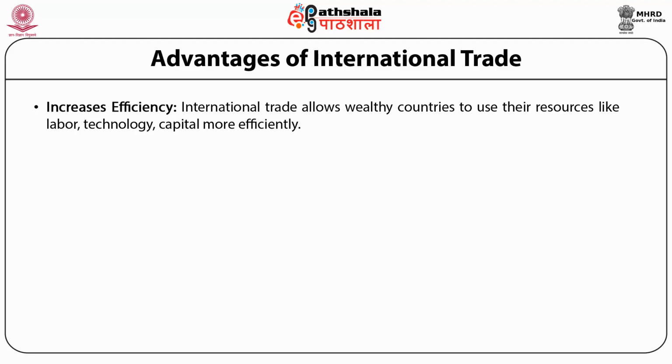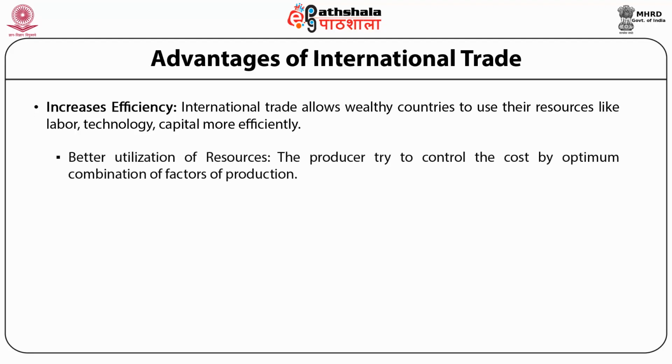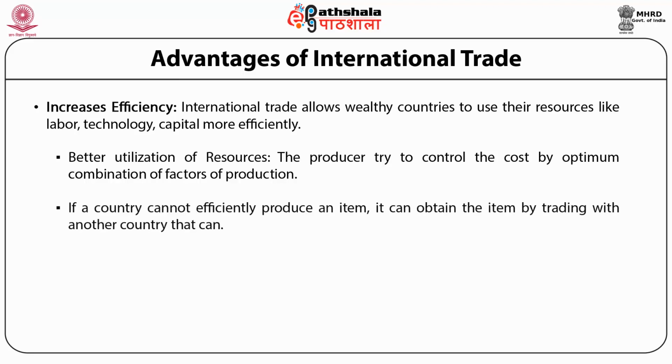Another benefit is better utilization of resources. The producers try to control the cost by an optimum combination of factors of production. So there is no misuse of production factors. If a country cannot efficiently produce an item, it can obtain that item by trading with another country that can produce it at lower rates.